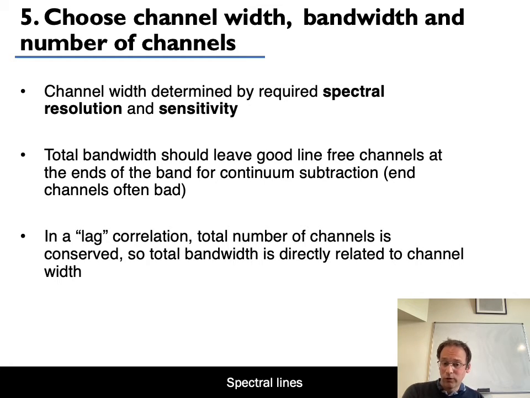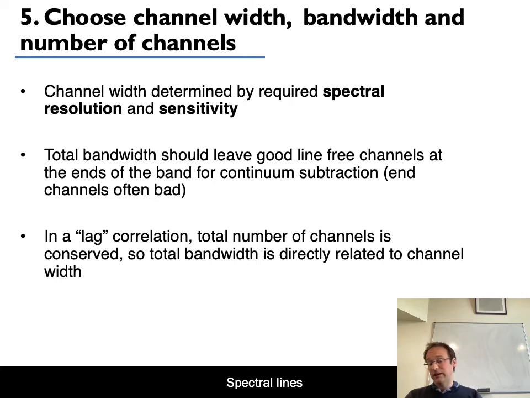As I've mentioned before, when you consider the total bandwidth and the number of channels, and also the spectral resolution, you want to think a bit about whether you've got enough line-free channels either side of the spectral line. And this is important because when you come to subtract the continuum later in data processing, you need enough line-free channels to get a good fit to the continuum to remove it from your data. So that's an important consideration.